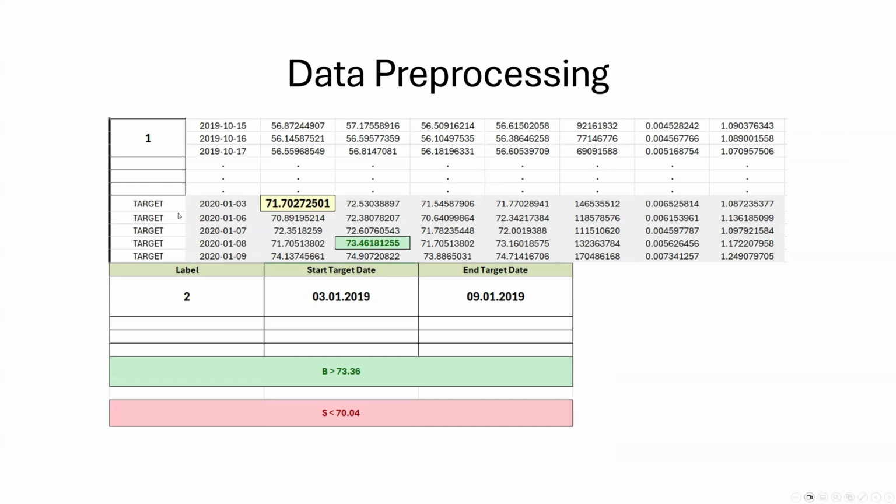So we have 5 target days, and we have a metric called ATR, which measures how volatile a stock is, so how much it moves on a certain day on average. And based on that, we look at the opening price of the target days and check if it goes up that amount or down or below it, and classify it to buy, sell, or neutral.